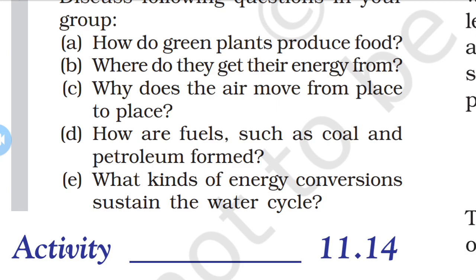Then next question E, what kind of energy conversion sustains the water cycle? Solar energy causes evaporation of the water in oceans, rivers, lakes, ponds, as well as trees. The water vapor forms clouds. The condensation of water vapor causes rainfall. The water stored in dams possesses potential energy. The flowing water in rivers possesses kinetic energy, and this can be changed into electrical energy at a hydroelectric plant.